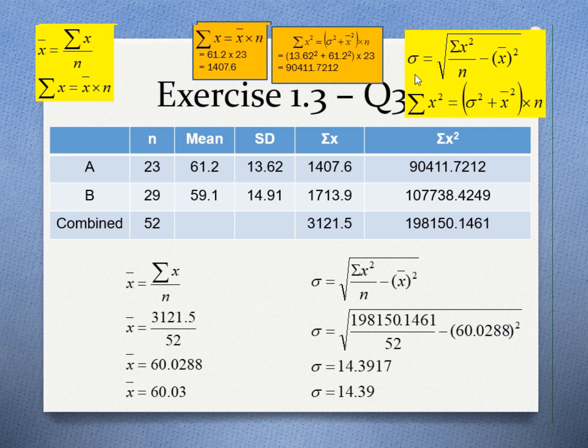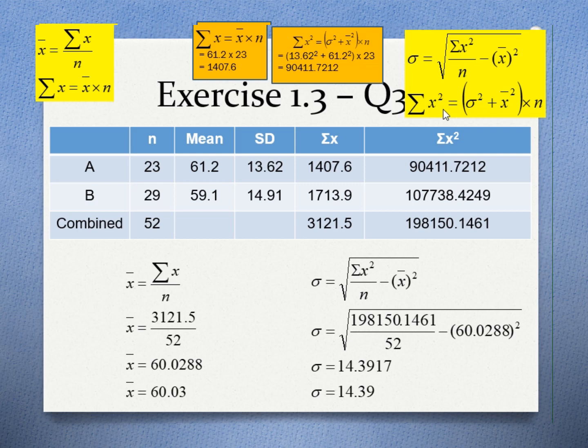The other formula that's been given to you is based on the standard deviation formula. What we have done here is we've just moved things around to find sigma x squared. Like I told you, if you want to combine 2 sets, you need 3 things: n, sigma x, and sigma x squared. Your aim is to look for these 3, because not all the time will they give you the summary statistics. They will give you mean and standard deviation, and you need to derive the summary statistics from there.